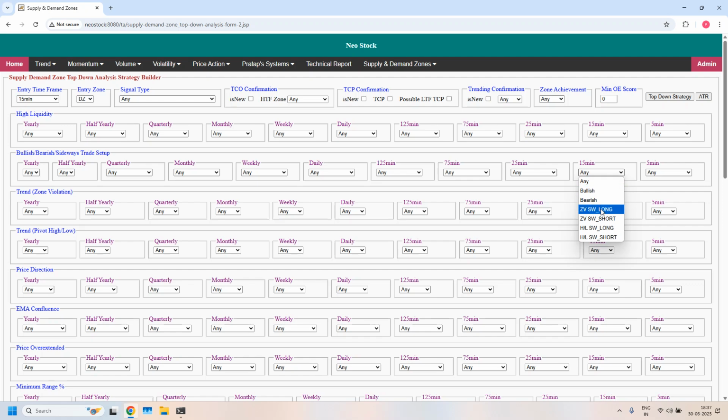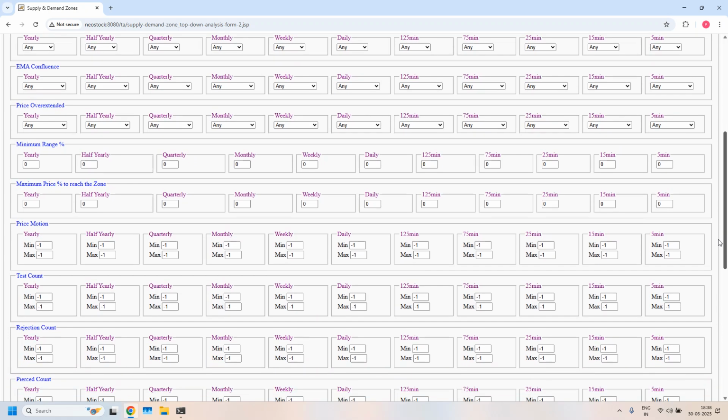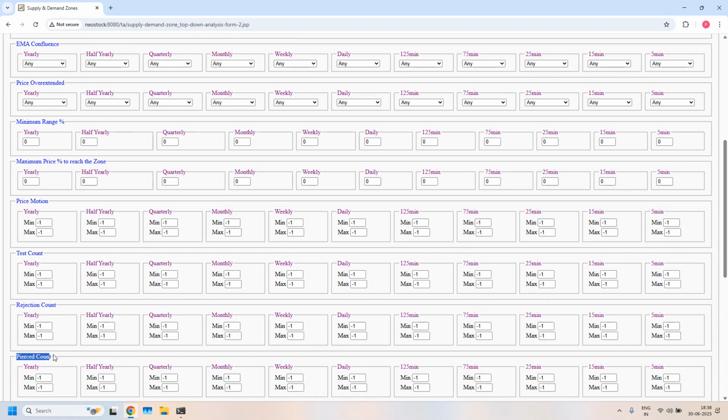I am selecting sideways long. Zone achievement: violated opposing zone. Minimum order enhancer score 11 for sideways. And also the 15 minutes demand zone should not be pierced. So in the pierced count parameter at 15 minutes time frame, minimum value 0, maximum value 0.